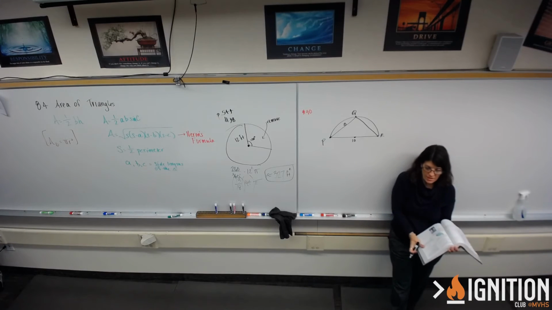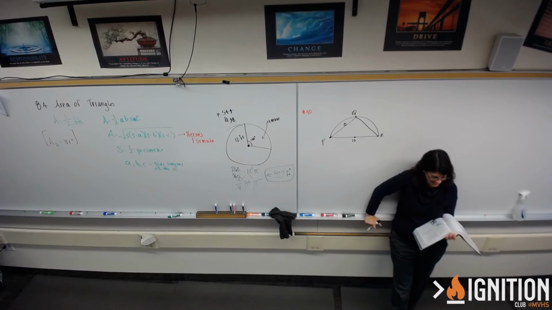Well, how about we read? It says find the area of the shaded region enclosed in a semicircle of diameter 10. Oh, it says it's the diameter. So that's the whole thing. The length of chord PQ is 8 inches. Hint, triangle PQR is a right triangle.